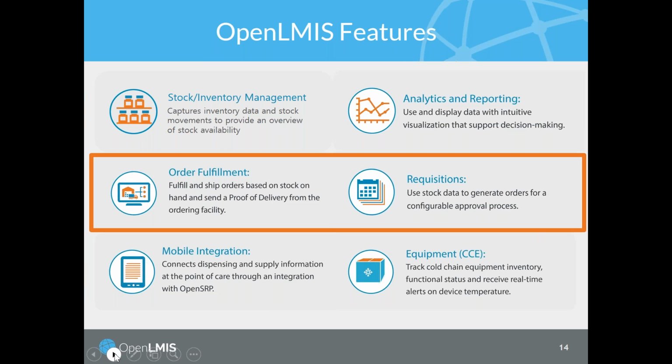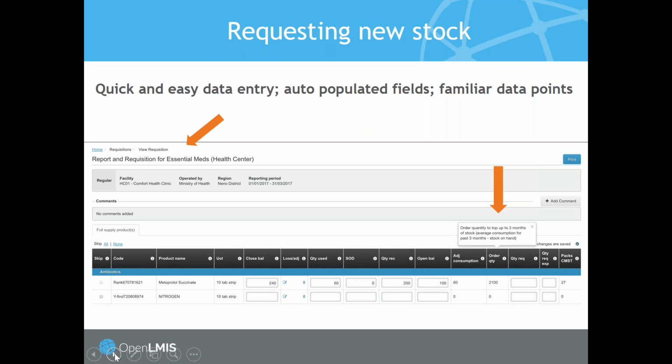Go ahead to the next slide. Thanks, Rebecca. So this is a screenshot of one of our pages, one of the main pages that users would be using within OpenLMIS, and this is our requisition page. So you can see here that this list is pre-populated with something that we call a full supply product. You can see that there in the middle of the screen on the left.